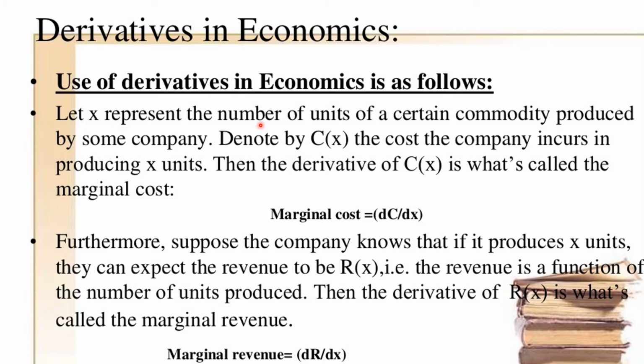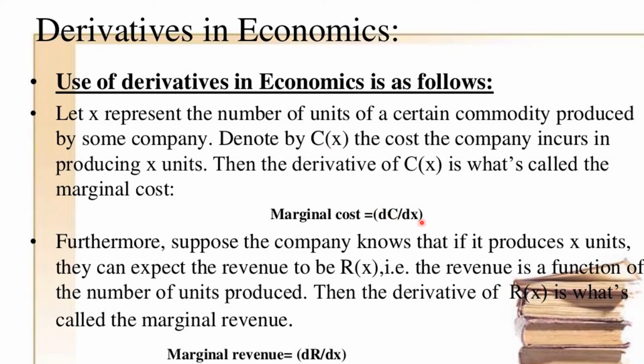Let x represent the number of units of a certain commodity produced by some company. Denote C(x) as the cost the company incurs in producing x units. Then the derivative of C(x) is what's called marginal cost. If you find the derivative of C(x), what do you get? Marginal cost. Therefore, marginal cost is equal to d by dx of C. We have to differentiate the function C(x).